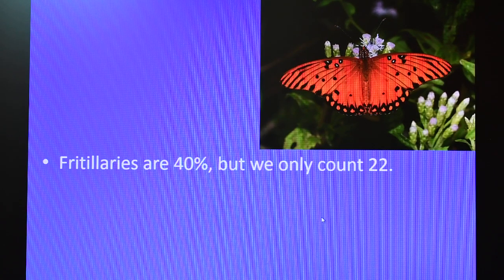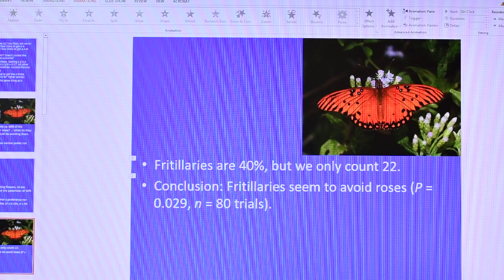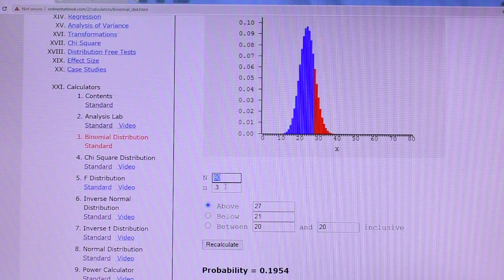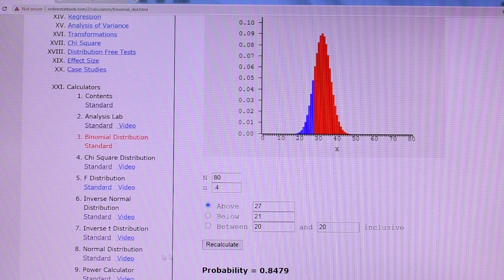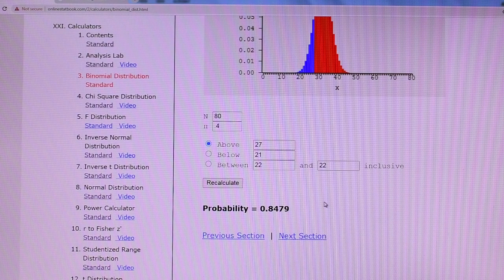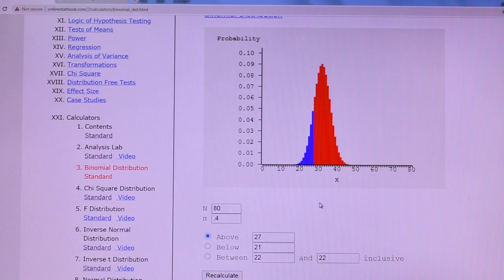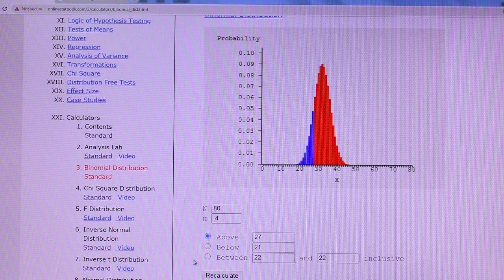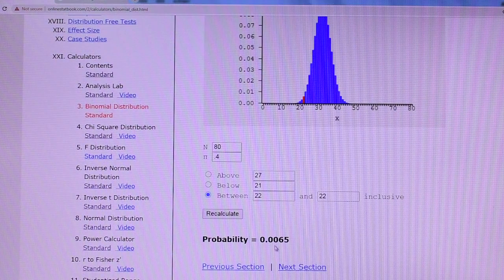So how would we do that? Let's model that one. This time we're going to have a higher probability, 0.4. Here in the middle, 32, that's the mean again. This time we only counted 22. So again, if we wanted the probability of getting exactly 22, what is that? Something is fishy here. Oh, I hit the wrong button, that's why. Okay, notice that's really low.